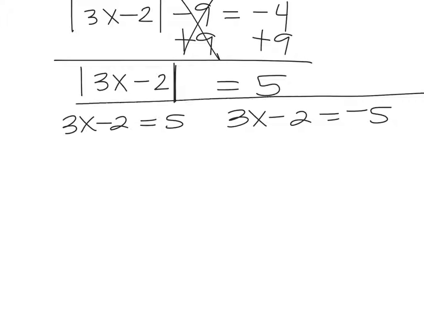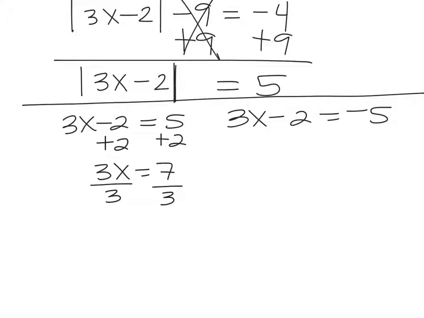We're going to solve this left one first, so add 2. You get 3x equals 7. Divide by 3. So x equals 7 over 3. You can just leave it as that, or you could turn it into a decimal. You could do 2 1/3 or 2.3 repeating. If you want to do it that way, that's fine too.